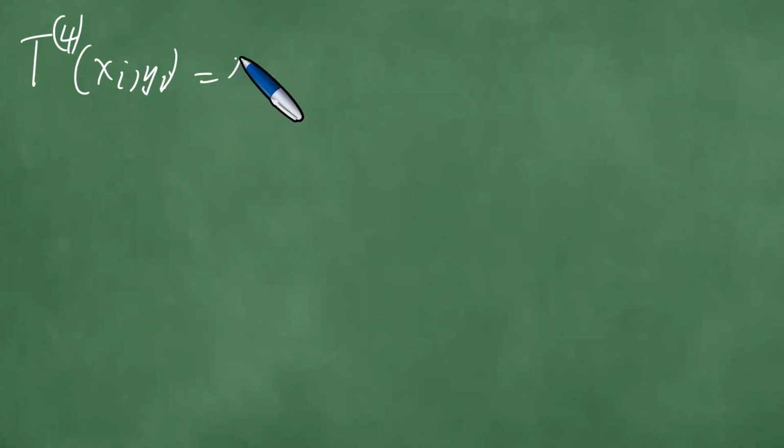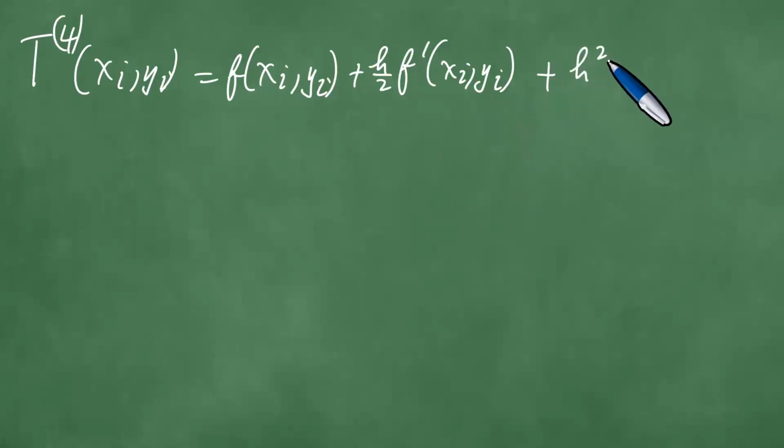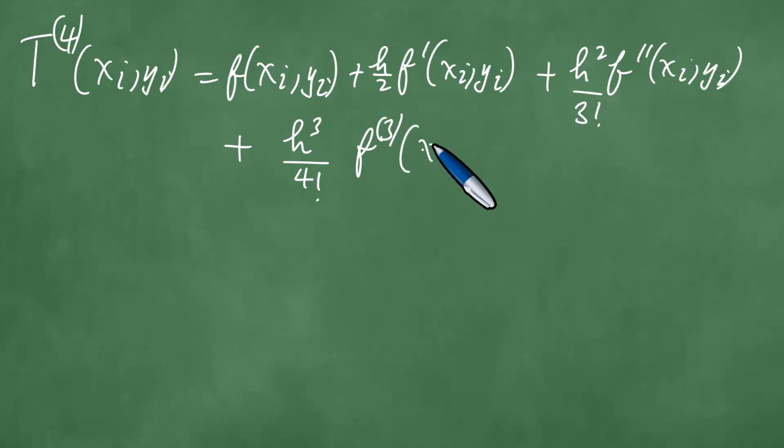Right, so f(xi, yi) plus h over 2 f single prime of (xi, yi), and then plus, we're just going to be doing substitution now, h squared of f double prime of (xi, yi) out of 3 factorial, plus h cubed out of 4 factorial, and then it is f^(3)(xi, yi).